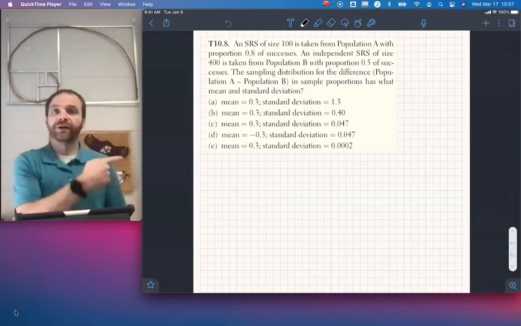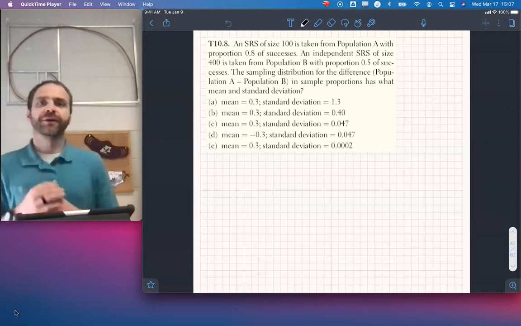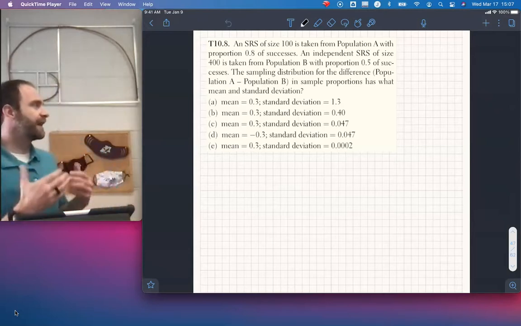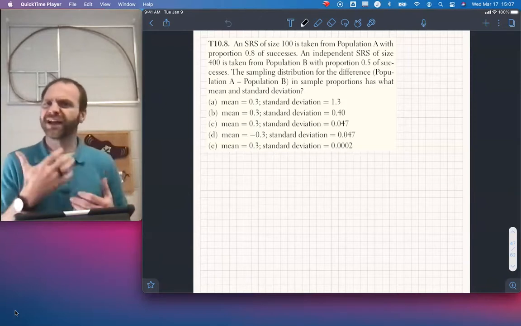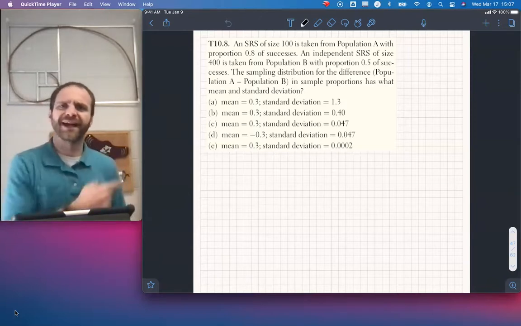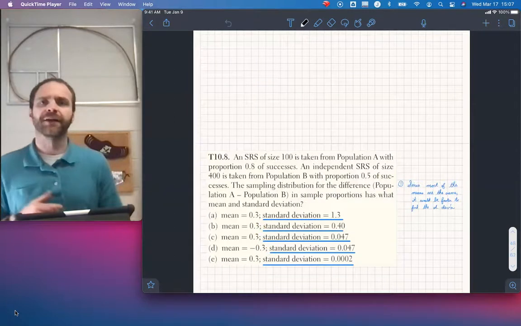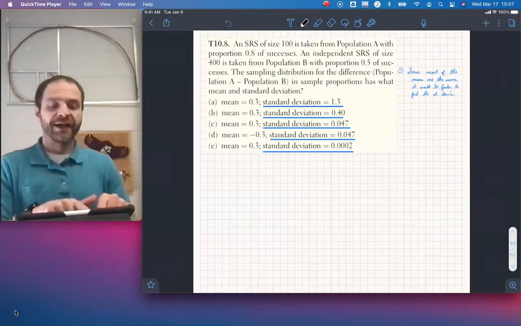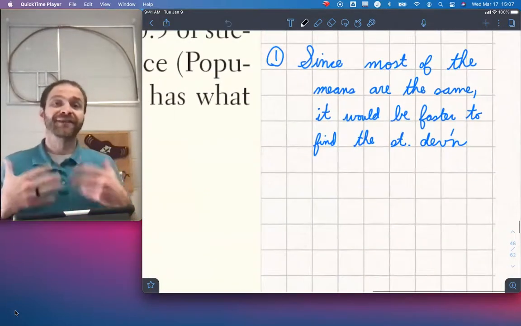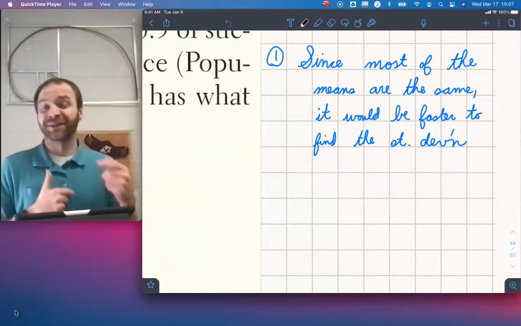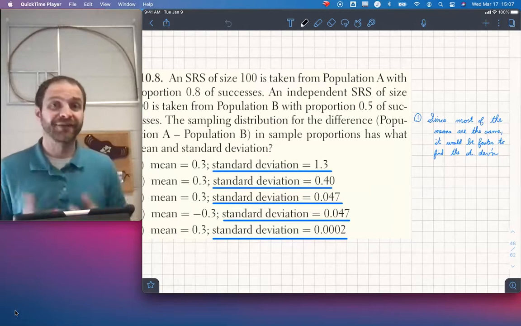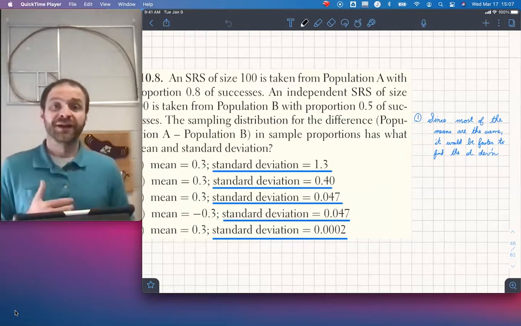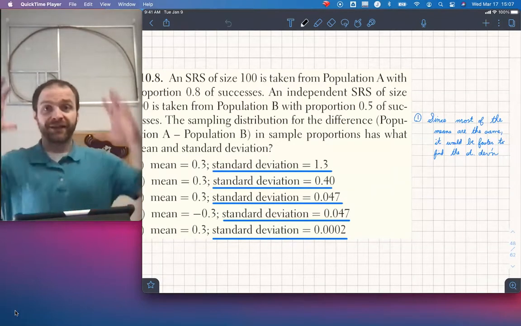Finally, a small reading one. I'm going to do the same thing I've been doing in this video, and look at the answers for a second. I see they all have the same setup for the mean, 0.03. One of them is negative, but they really all have the same mean. Since most of the answers have the same mean, I'm going to start with the standard deviation. I'm going to focus on those parts because that's going to help me find out which to eliminate first. Because if I get one that's unique, there's my answer.